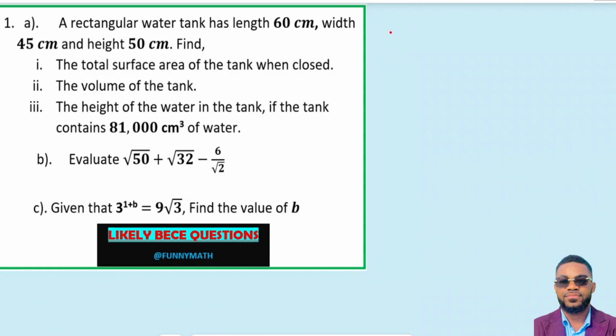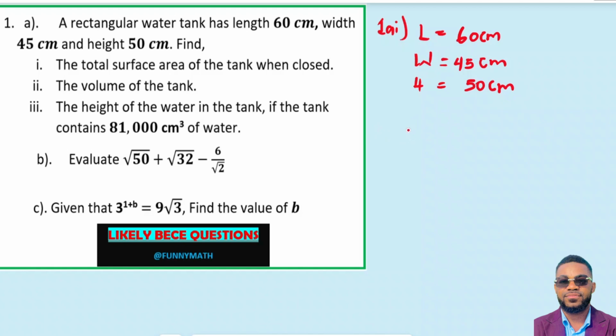So before we do it, let's write down the information given in the question. Remember to write the question number, that is 1(a)(i). Now let's see the information given. We have the length. Let me use capital L for the length. So that's going to be 60 centimeters. The width, capital W, was given to be 45 centimeters. And the height, I'm using capital H, that is 50 centimeters. So these are the information given in the question.